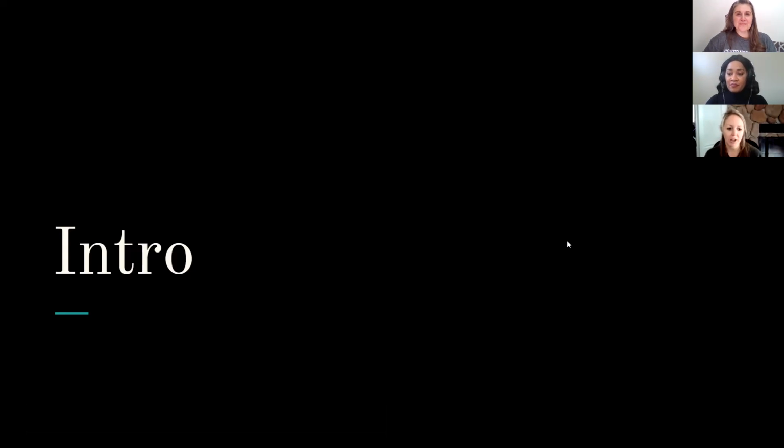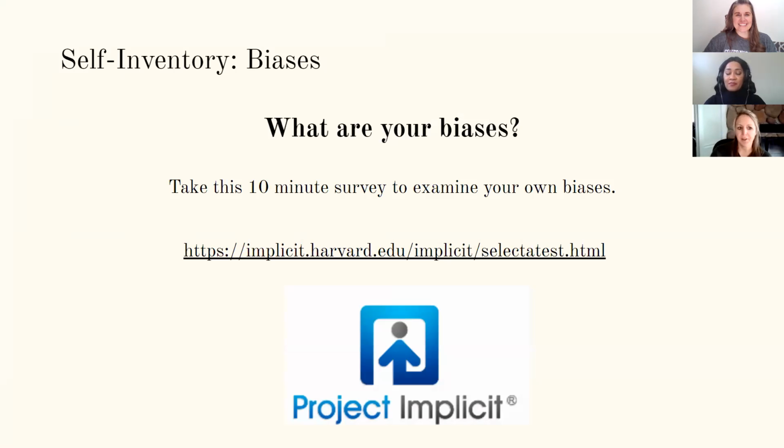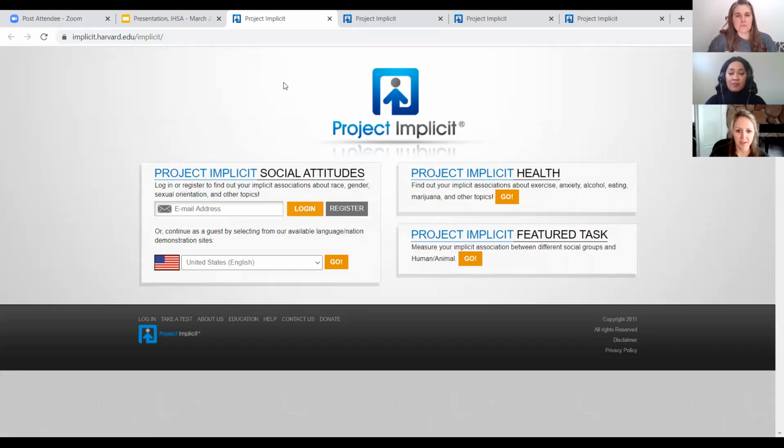So for our introduction, there's a self-inventory bias test that Harvard University did. It's called Project Implicit. If we were in person, we'd be taking this quiz, but I recommend that you actually take this quiz. It takes about 10 minutes, and you can see your implicit associations about race, gender, sexual orientation, and other topics.